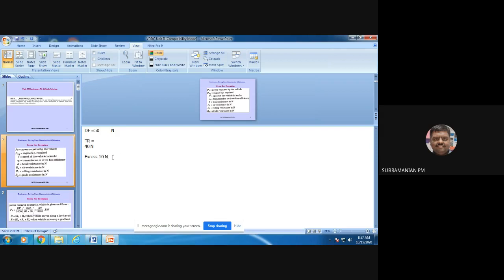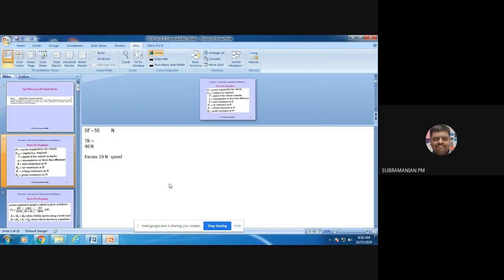This 10 newton can be used for increasing my acceleration so that my driving force will match the total resistance. What will happen? The excess 10 newton will be used for increasing my speed. So torque will be decreased and speed will be increased.